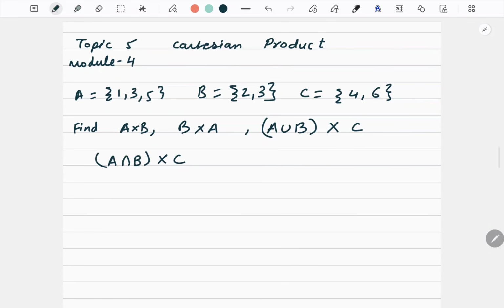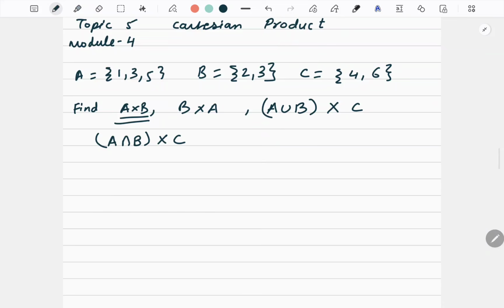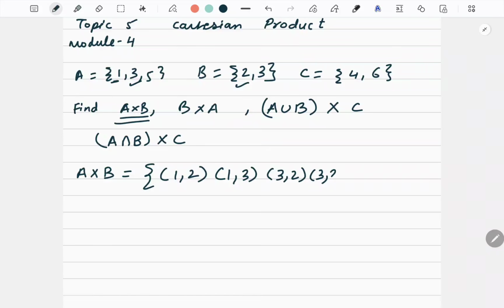Now come to the next thing. Find the Cartesian product, and union and intersection also I will teach you here only. So it becomes easy for you to attempt this type of question. Right? Now first thing, when I am writing A cross B. So A cross B is equal to, see, first element of A is 1. So 1 comma 2 and 1 comma 3. Now pick up the second element. So 3 comma 2, 3 comma 3. Now pick up the third element. So 5 comma 2 and 5 comma 3. So this is done. A cross B.